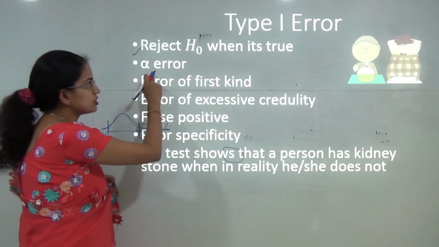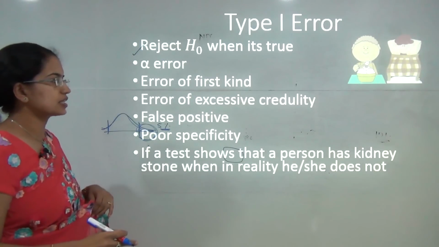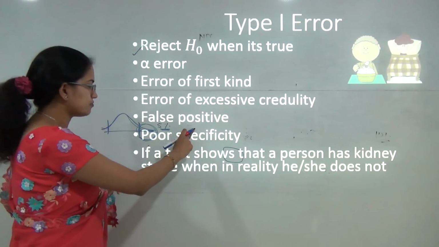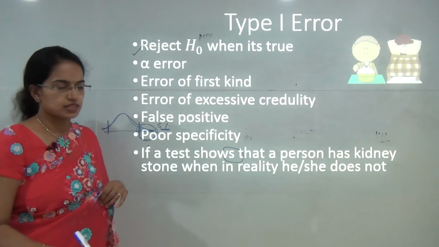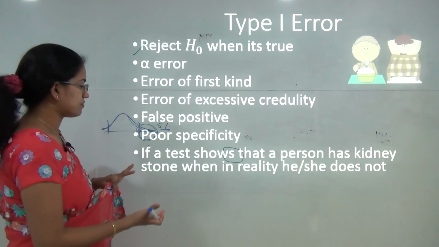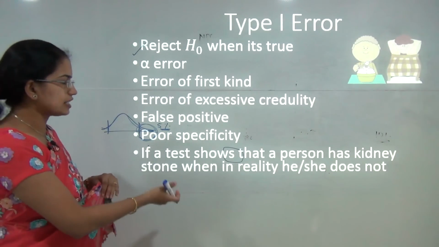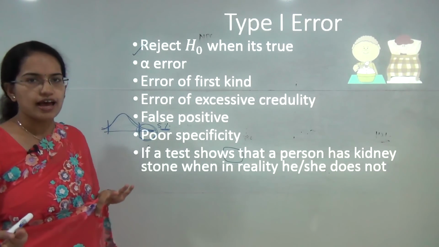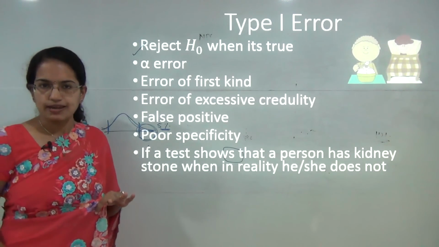It is also known as alpha error, error of the first kind, error of excessive causality. We also call this a false positive or poor specificity. Now a similar kind of example that we have taken here is, if a test shows that a person has a kidney stone when in reality he does not have it, that would be an example of type 1 error.